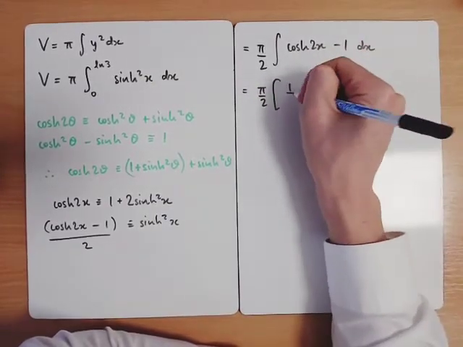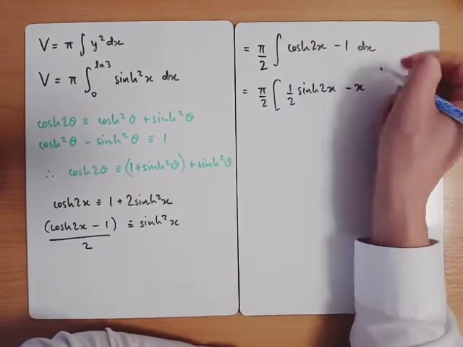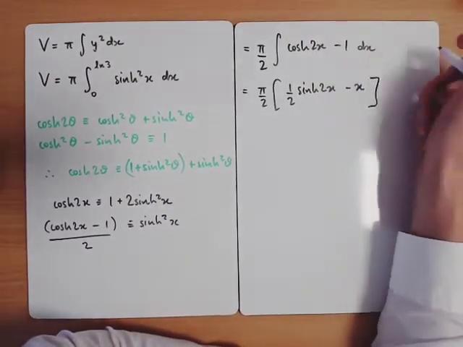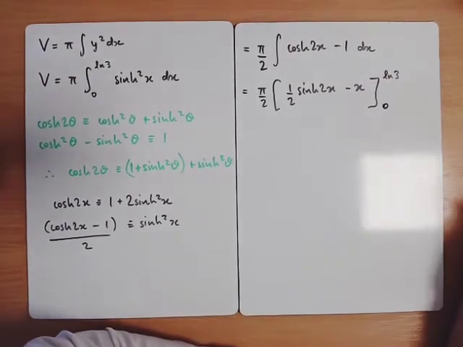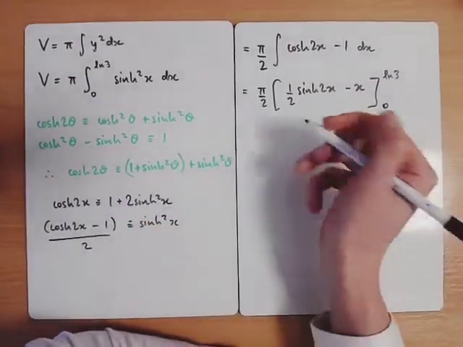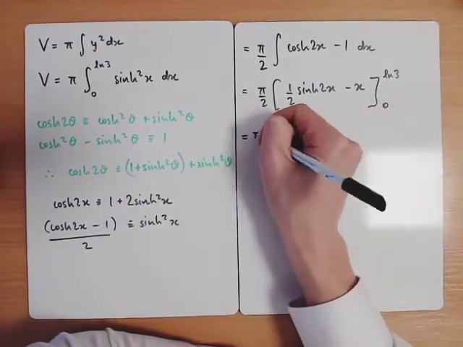Cosh integrates to sinh, divide by the 2. Minus 1 becomes minus x. And the limits for this were ln 3 and 0. So all we've got to do now is sub in our limits and hopefully get to the answer that we were asked to provide.